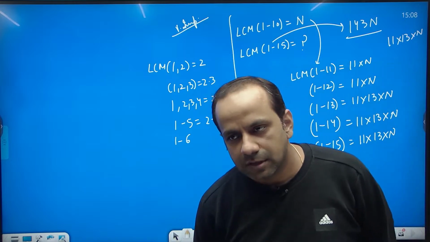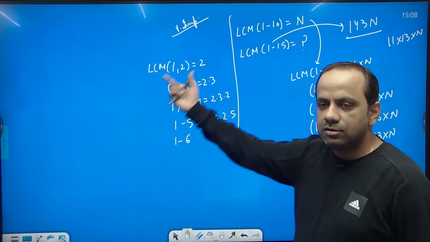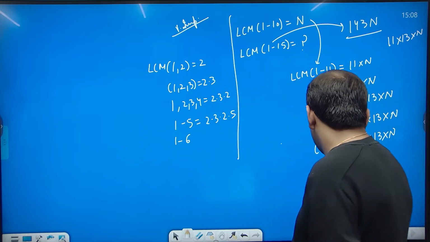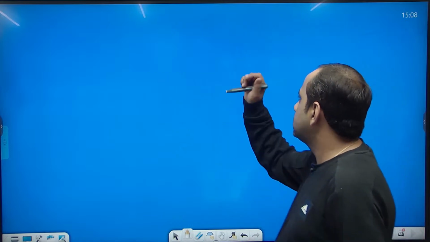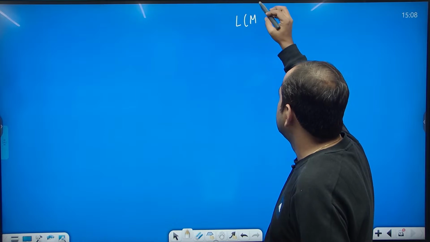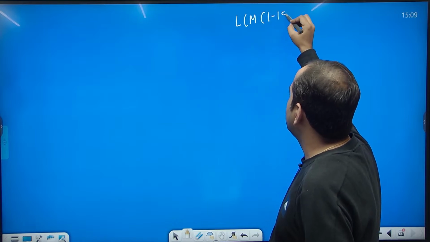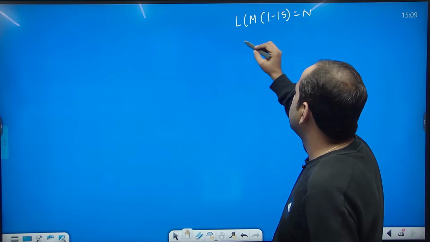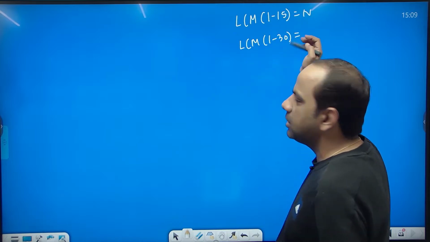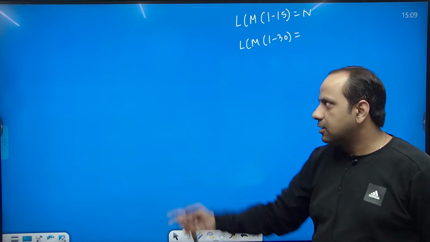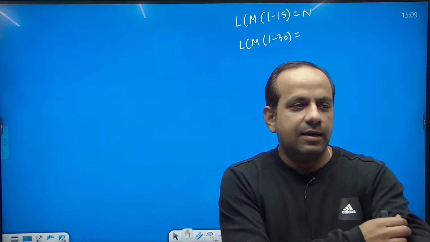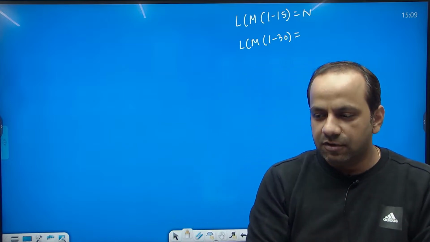clear? Now if you had not learned the method that I am telling you for LCM, how would you have done this question? Okay. So now that you have understood this, it means you will give the next answer absolutely right. If I say LCM of 1 to 15 is n, you have to tell me what will be LCM of 1 to 30. Okay, you need not multiply that, just write down the product. Try this. I'm giving you 1 minute and let's see how many of you can answer this correctly.